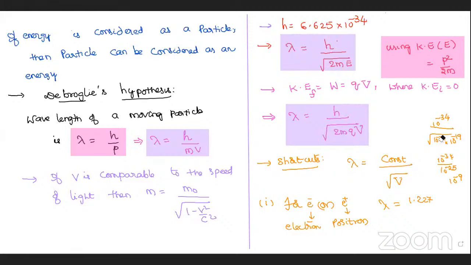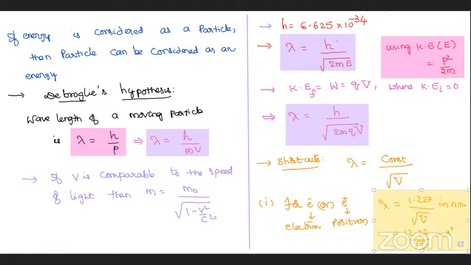In the textbook, they will give 12.27 by root V angstroms. They are also correct. We found 1.227 by root V in nanometers, which is equal to 12.27 by root V in angstroms. Any mistake here, Nana? No, sir, I think it is correct. So finally, this is for electron.